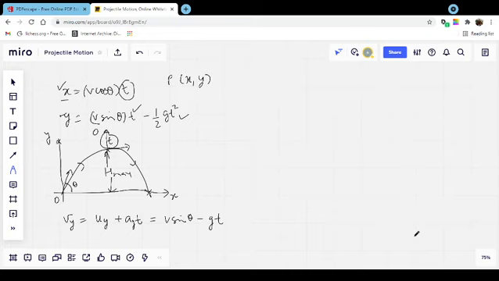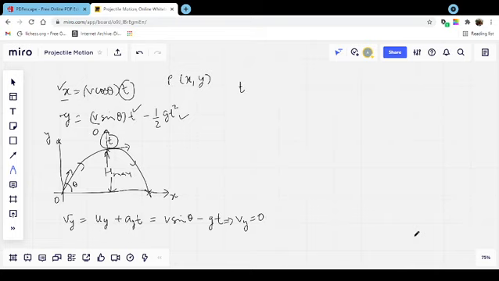So the velocity in the y direction must be zero at the highest point, because if it is not zero, then the body would travel either up or down. In both cases it won't be at the highest point. So at the highest point its velocity must be zero. We can say that its velocity can momentarily be assumed to be zero at the highest point.